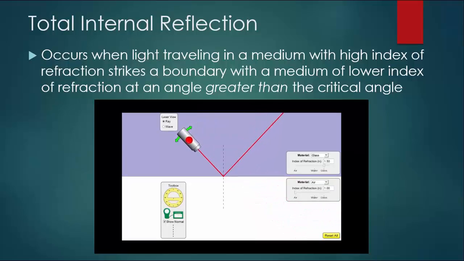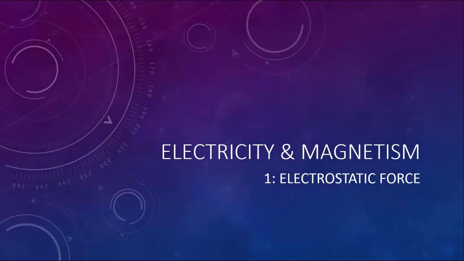When the angle gets too big and crosses the critical angle, all of the light is reflected, and it's reflected within the material itself, internally. So right about there is the critical angle. When the incident angle is larger than that, all of the light is reflected internally and none of it is refracted.